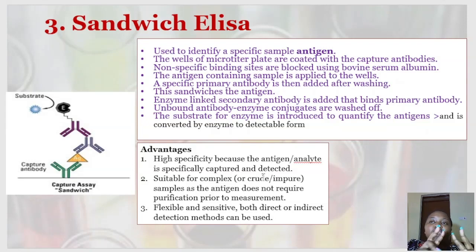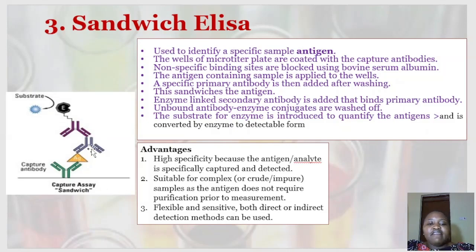So you can see there are two antibodies identifying the same antigen. That makes it very specific. And if it is very specific, it is then good for especially diagnosing disease, because you won't miss out if somebody has an infection. It is suitable for complex or crude or impure samples which have many antigens.